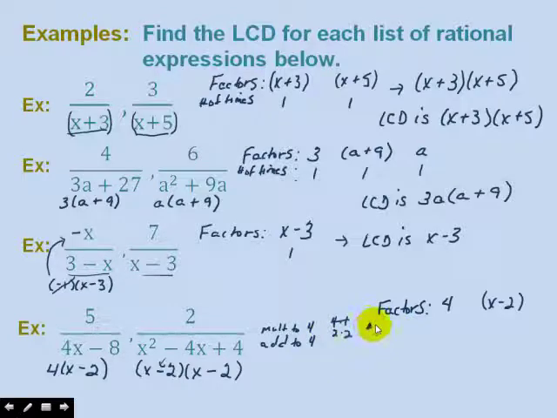But now when we get to this part, if we're looking at the maximum number of times that the factor occurs, the 4 only occurs once, but if you look at our second denominator, the x minus 2 occurs twice here. It's actually that quantity squared. So that means the maximum number of times that occurred in any one denominator was twice. And that means for our LCD, we're going to have 4 to the first power times x minus 2, the quantity, to the second power.